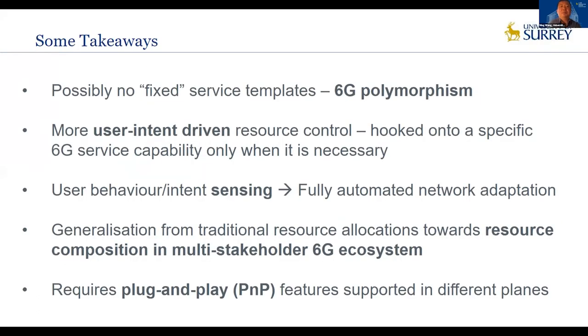So as a summary, basically we're looking at probably not a fixed service template as we see in 5G, which only encompasses a small number of representative use cases like eMBB, URLLC, et cetera. But we're looking at probably a more agile adaptation of 6G capability according to specific or diverse requirements in the future, especially by taking into account possibly user intent-driven service support in dynamic environments that may also require sophisticated and accurate sensing in order to enable such network automation on the fly.